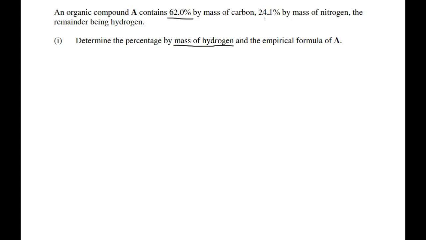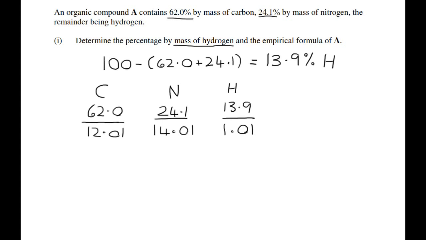62.0% carbon, 24.1% nitrogen. Okay, so we're talking about percent, so obviously the total must add up to 100. So the way you do this is you say 100 minus (62.0 plus 24.1) equals 13.9. So that is the remainder. Okay, and it tells you here the remainder being hydrogen, so it's 13.9% hydrogen.